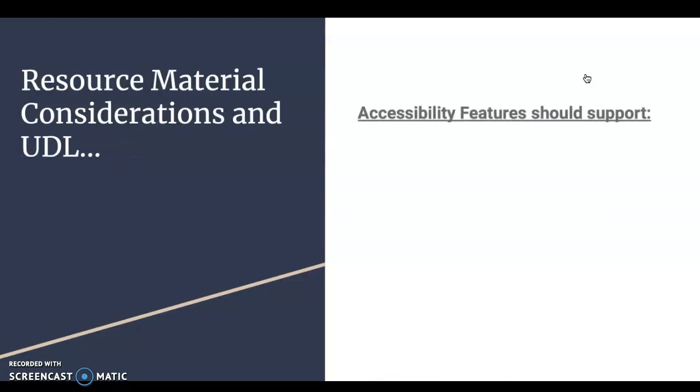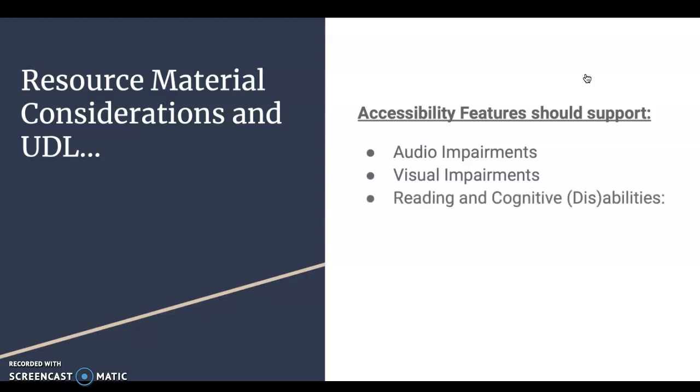When considering the use of any database, you should address the universal design for learning principle of providing multiple means of representation. When pulling resources from a database, make sure they have accessibility features available for audio impairments, visual impairments, reading and cognitive abilities and disabilities that represent students at, below, or above grade level.